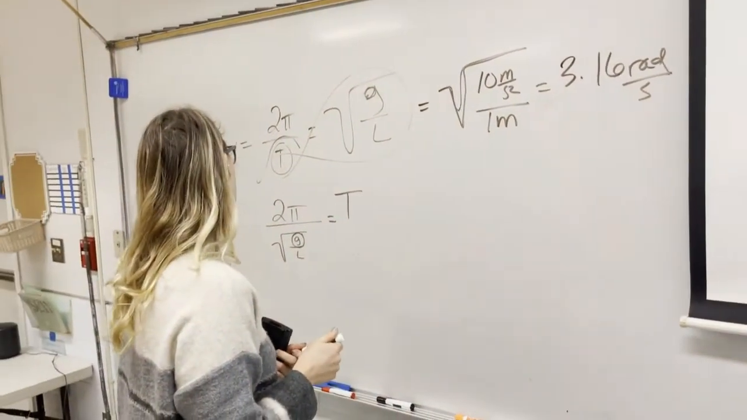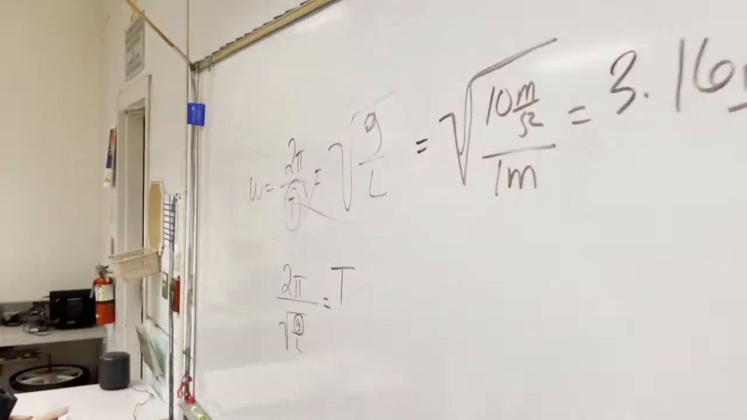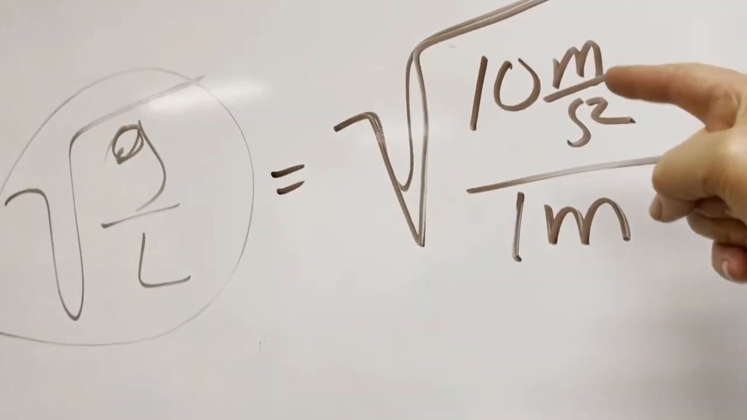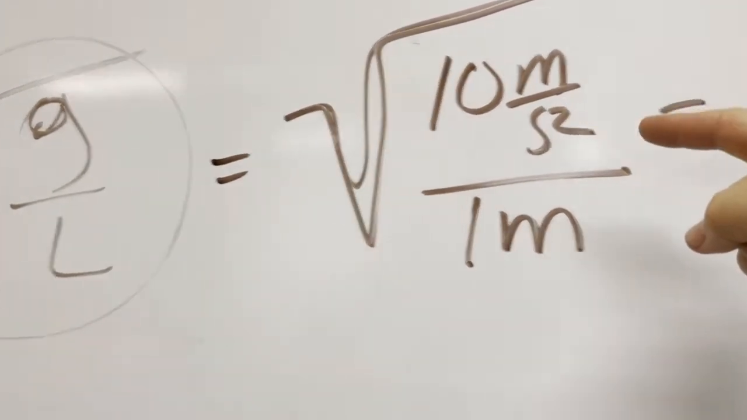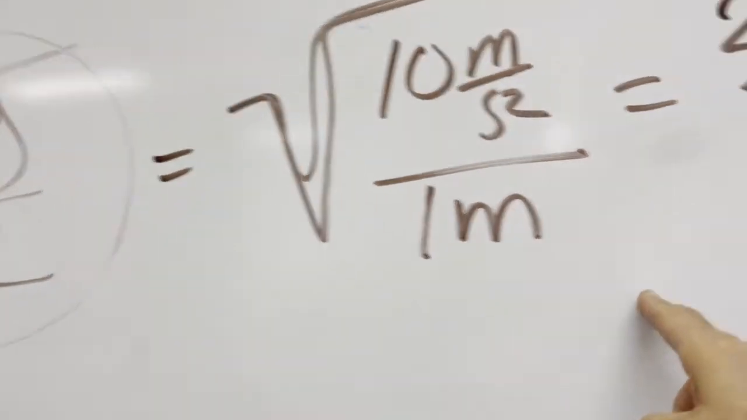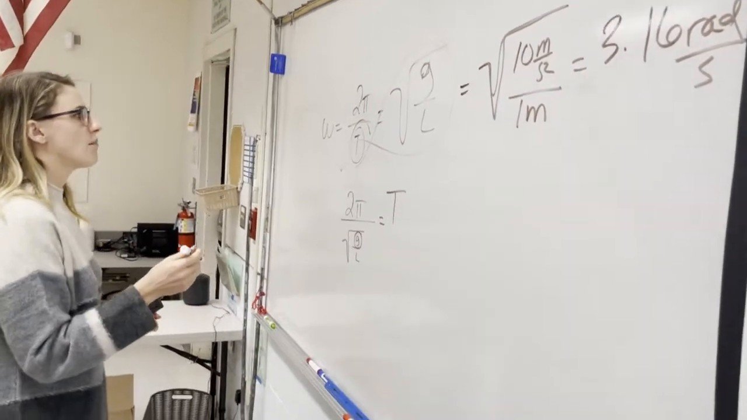Now let's go ahead and find T. By the way, just for a moment, notice that this mass cancels this mass, and the unit is something over second squared. And you take the square root, and it's radians per second.